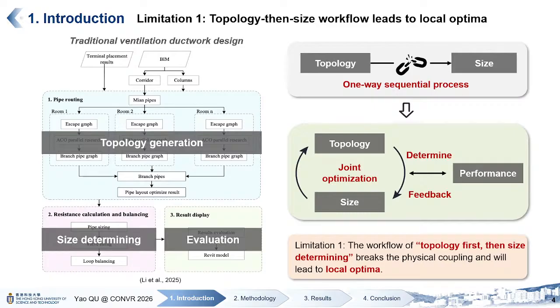Traditional ventilation ductwork design is divided into three parts: topology generation, size determination, and evaluation. This is a one-way sequential process, and it breaks the connection between topology and size, which will lead to a local optimum.